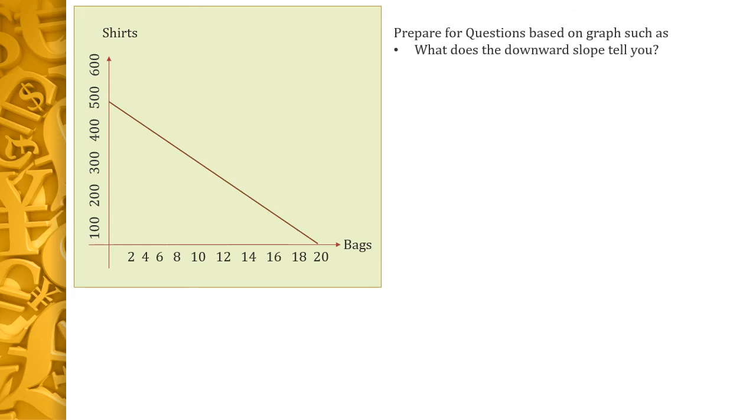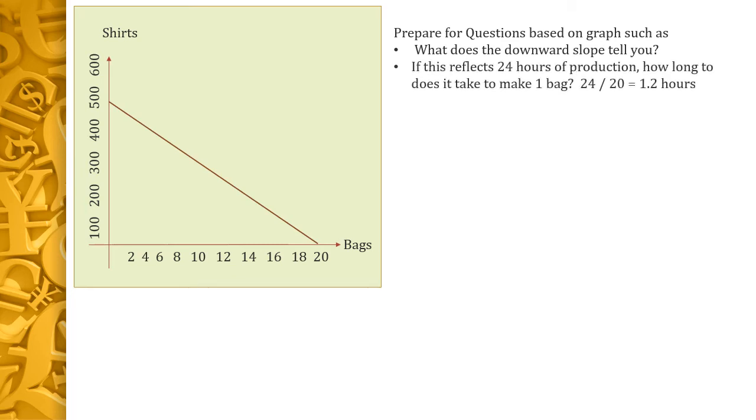So what does a downward slope tell you? Well, you should know by now that a downward slope tells you that there's a demand curve and that there's going to be a negative slope. As the demand for one item goes up, so as we have an increase on this side, we're going to have a decrease on this side. Why? Because when I have a choice, I might want fewer bags if I'm buying more shirts. So that's what it's telling us, but just be prepared. We've covered this before in other lectures.